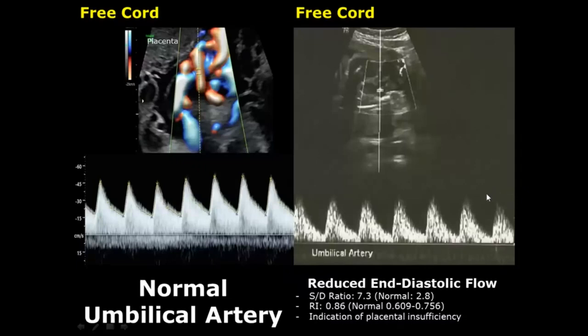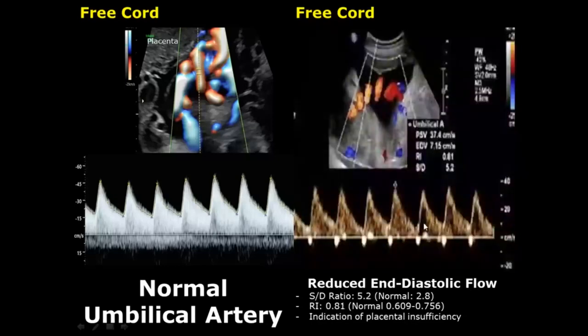In reduced end diastolic flow, the EDV is low. That means the end diastolic velocity is reduced. The S/D ratio and resistive index are higher. This indicates that there is resistance to blood flow, and it may indicate placental insufficiency. The S/D ratio is very high, 7.3, and the resistive index is also high. It is 0.86.